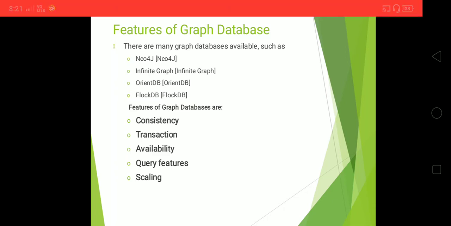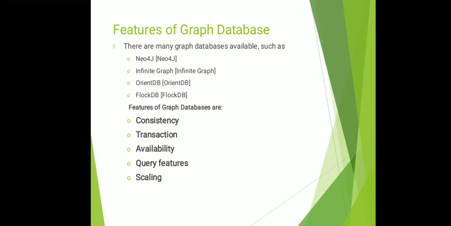In continuation to module 5, the third topic is features of graph database. In this lecture, let's see only consistency. The rest of the features we'll see in the later sections.